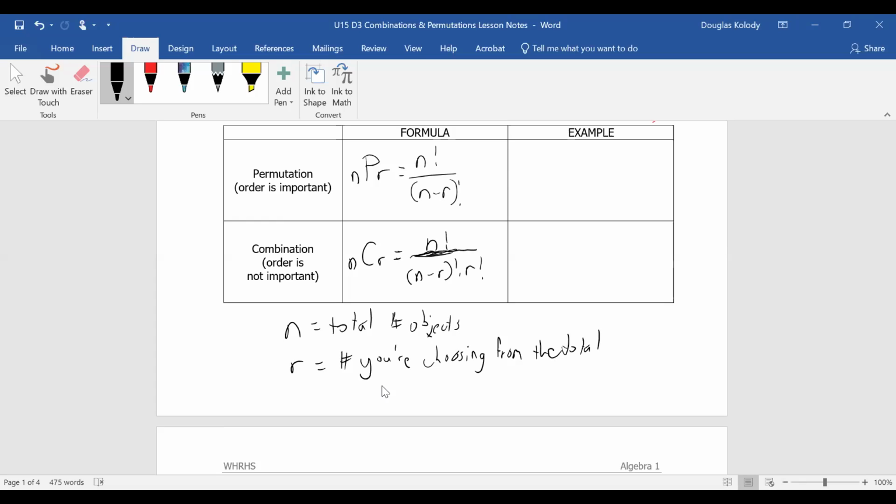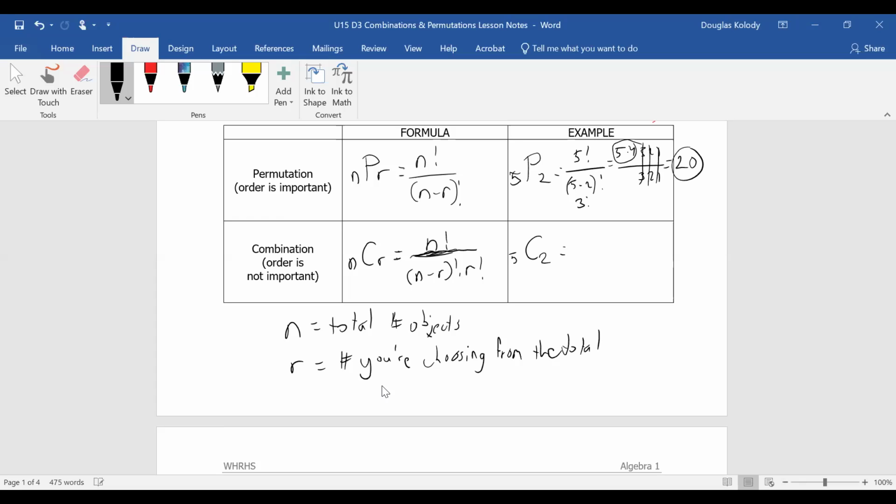In practice, what if I were to do 5P2 and 5C2? I guess this would be 5 factorial divided by 5 minus 2 factorial. The last time I counted, 5 minus 2 was 3. So this is 5, 4, 3, 2, 1 divided by 3, 2, 1. The 3's, the 2's, the 1's cancel. I'm left with 5 times 4, which is 20.